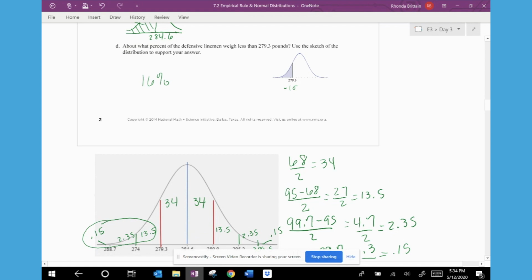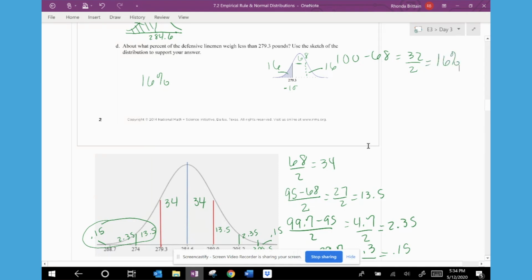Now, some of your kids may think that's way too much work. Another way you could think about that is if I know the 1 standard deviation, if between these is 68%, I can take 100 and subtract that. That's going to give me 32. And then I know that half is here. The other half is here, which is going to give us the 16% that we just calculated.